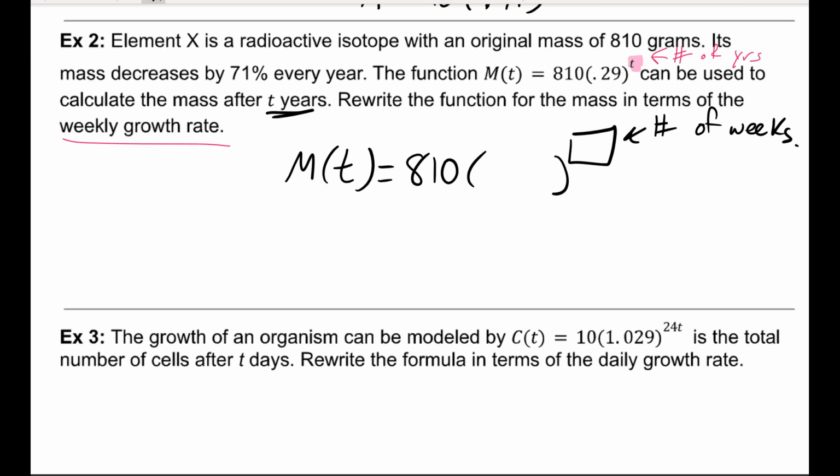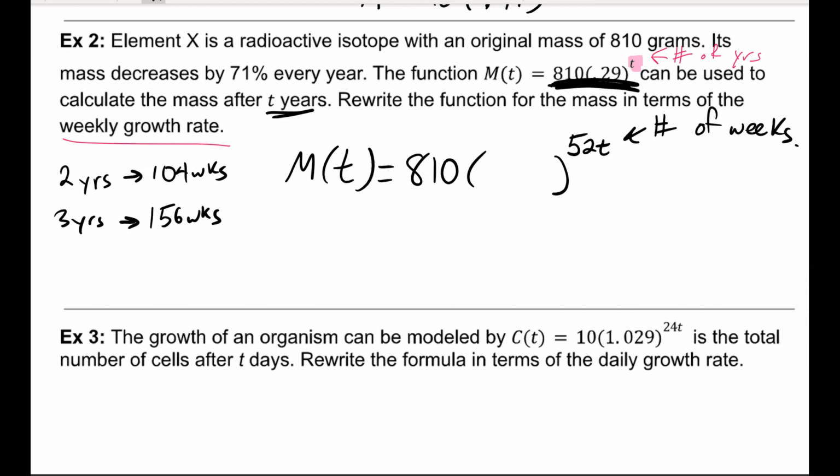Now remember, there's 52 weeks in a year. So for example, if I have 2 years, that would represent 104 weeks. If I have 3 years, that would represent 156 weeks, and so on and so forth. So that's a multiplication problem. So the number of weeks can be found by taking the number of years and multiplying by 52. That's going to be our new exponent. But we want to keep this equivalent to the equation that we started with. So in order to balance that out, I'm going to raise this inside part to the 1 over 52 power.